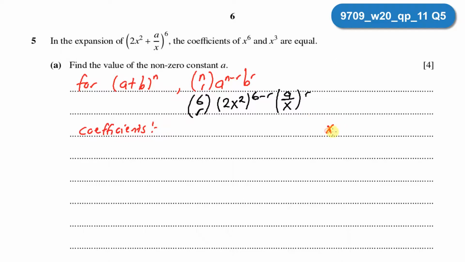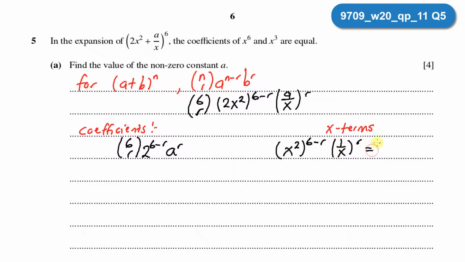and also into x terms. Now for the coefficients, we are going to take the constants only from this. So that will be 6 choose r, and here we take the 2, so that's 2 to the power of 6 minus r, and here we take a and raise to the power of r, so that's a to the power of r. And for the x terms, I'm going to take only the terms in x, so that will be x squared, and that's raised to the power of 6 minus r, and here we have 1 over x, and it's raised to the power of r.